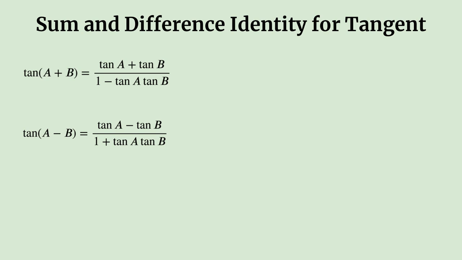Then for tangent, it's a little bit more complex, and you can work these out by using your sine and cosine sum and difference identities, but here we have it for the sum of tangent and then the difference of tangent. You'll notice the main differences here is just signs. This has a plus on top and a minus. This has a minus on top and a plus.